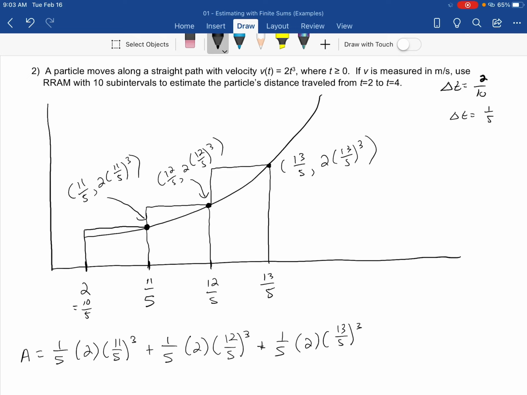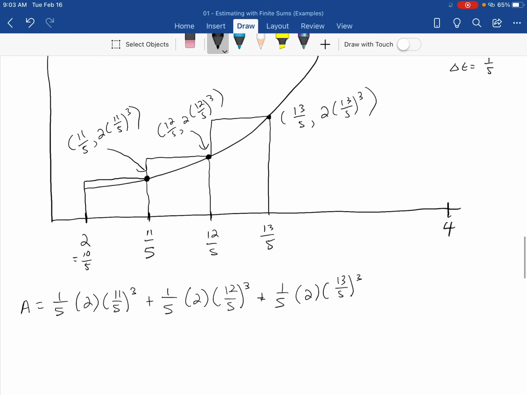I want to go all the way out to t equals 4. So my last value in RRAM should be 4. So that would be 20/5. The other way is just to count the rectangles.